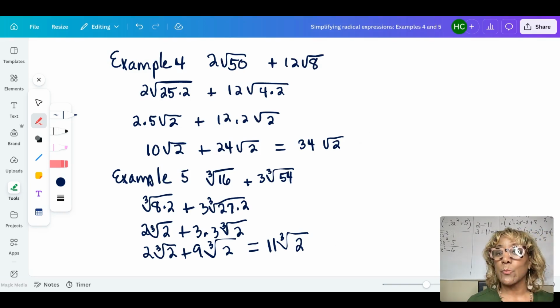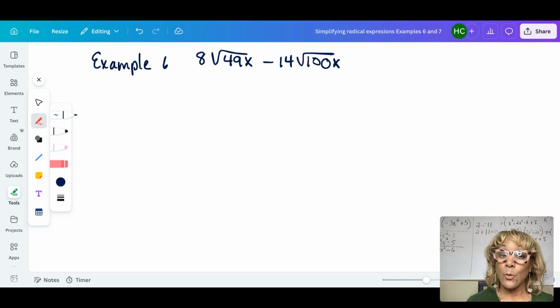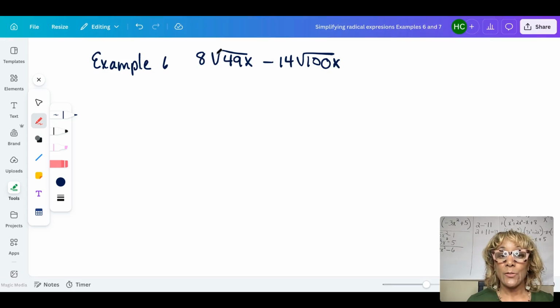Now, let's do another one where we have a few variable expressions. Okay, now we've got a problem that has some variables involved, but we're still going to do the same process. So since my index here is 2, remember when we don't see it, it's an understood 2, I'm going to evaluate and take the square root of 49. So the square root of 49 will be 7. So I'm going to put that outside the radical, and underneath the radical, the x is going to stay because it doesn't have 2 x's, so I can't evaluate it any further.